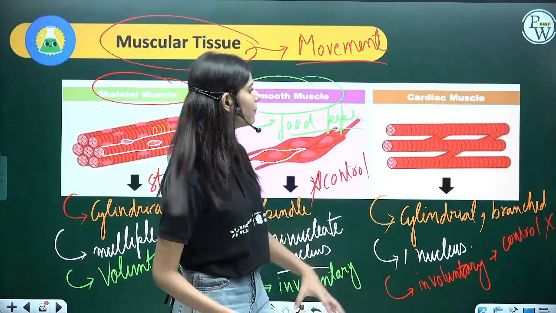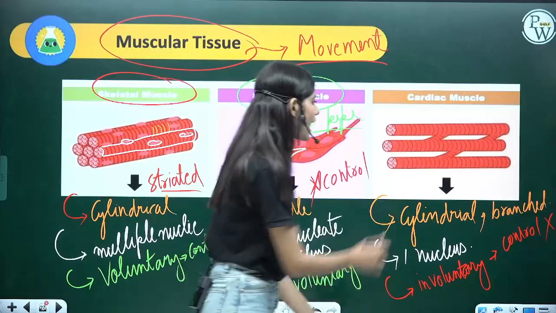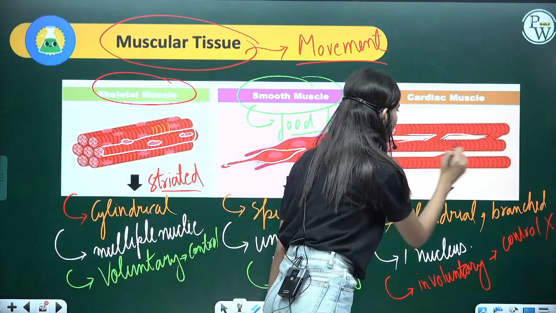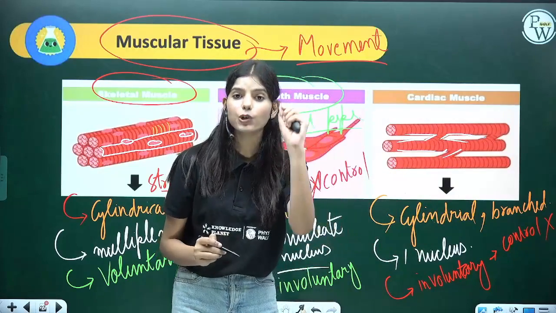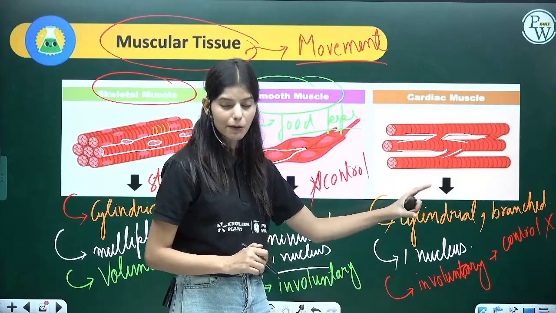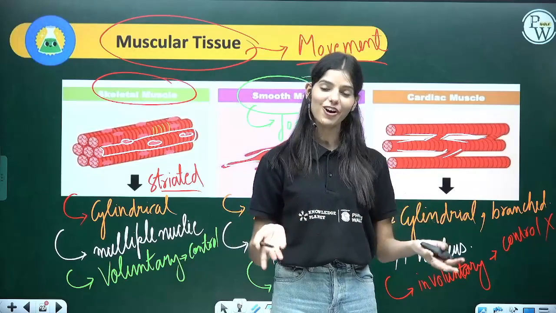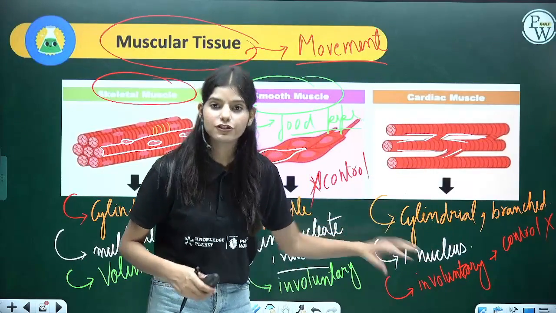Now talking about the cardiac muscles, they are cylindrical but they are branched. You can actually see that they are branched, right? These cells also have one nucleus, and that's why they're called uninucleated. And this type of muscle cannot be controlled because they are present in our heart, and we all know the muscles that we cannot control are called involuntary muscles.